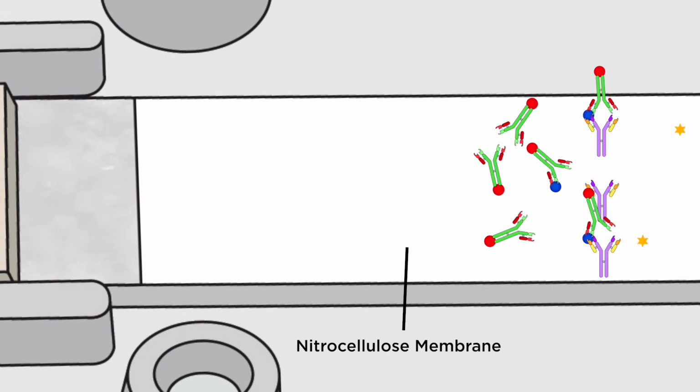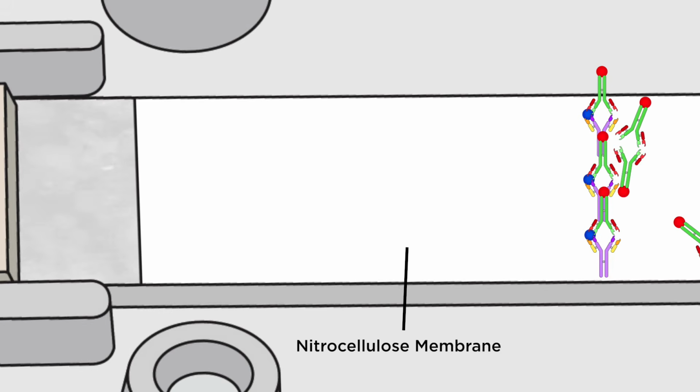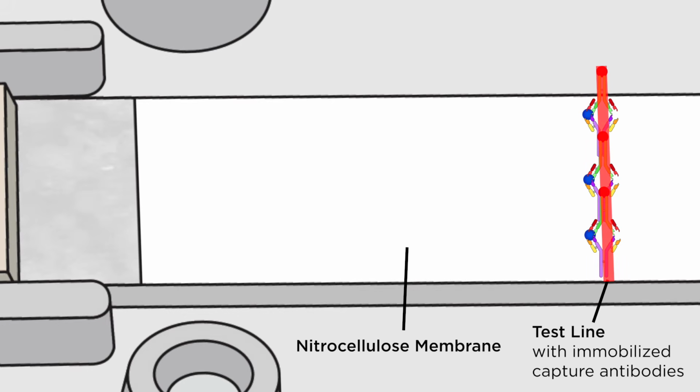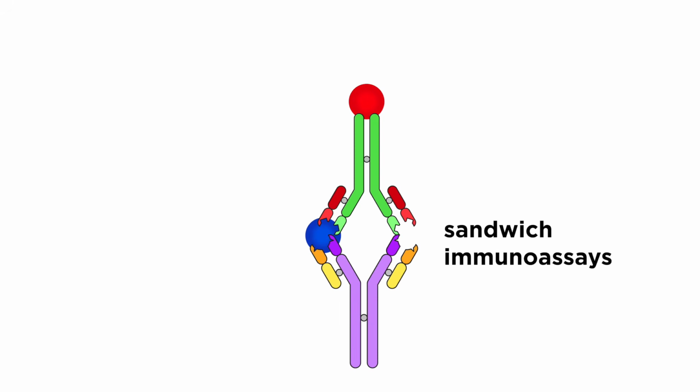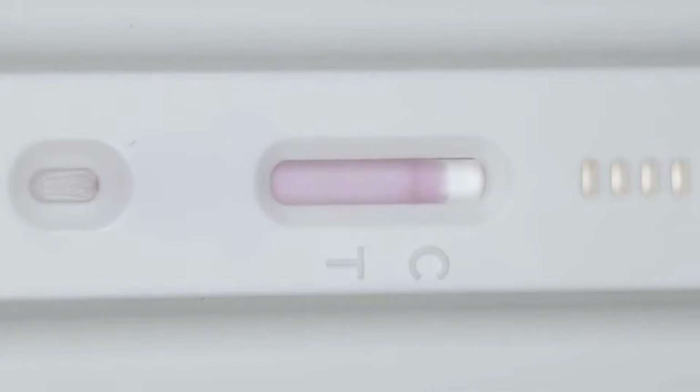The nitrocellulose membrane contains immobilized antibodies, striped and dried in a line format. The first immobilized antibody line is the test line. It contains the capture antibodies, which will recognize a different epitope from the same antigen recognized by the detection antibody. This is where the sandwich assay will occur if the analyte is present. As more and more of the antigen-antibody complex binds to the capture antibody, the color will start to appear and darken.